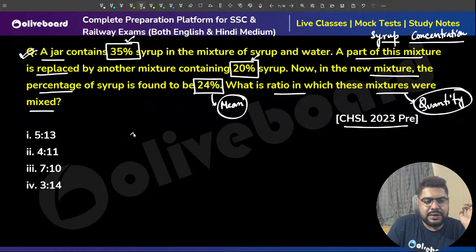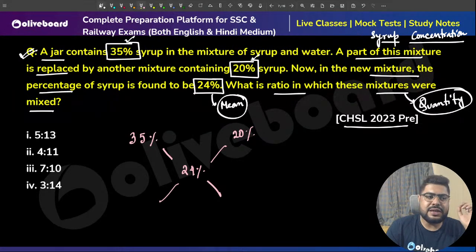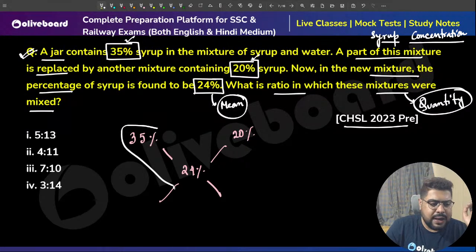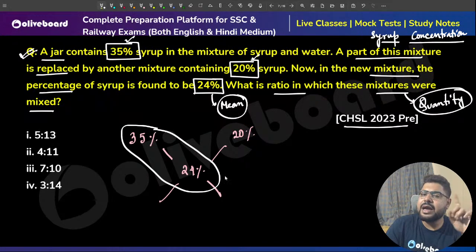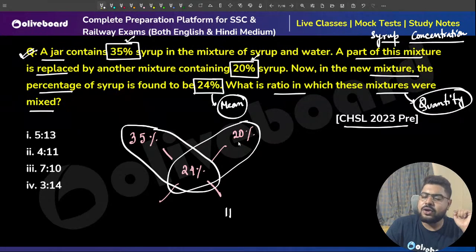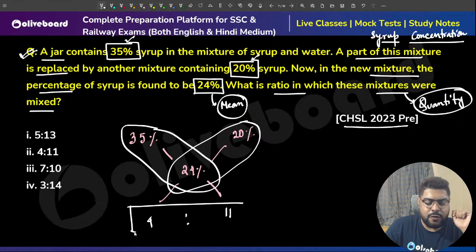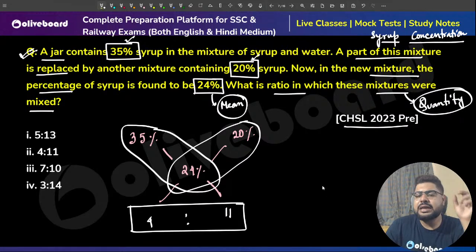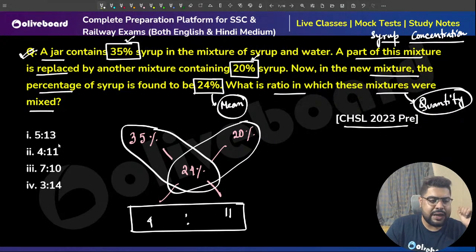Sir, what would that be? 35%. Another is at 20%. And what is the mean value? 24%. So just do this, sir. Just use the crosswise difference. 35 and 24 is 11. 20 and 24, the crosswise difference is 4. So the ratio will be 4:11.